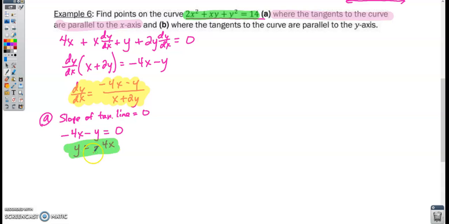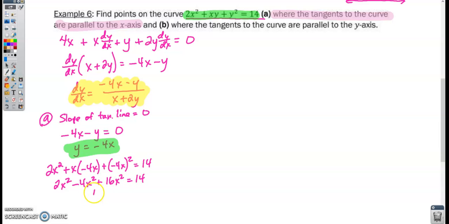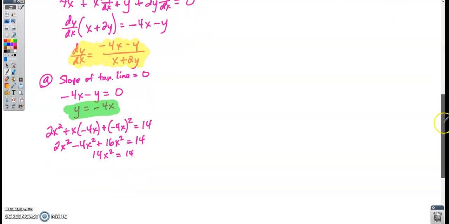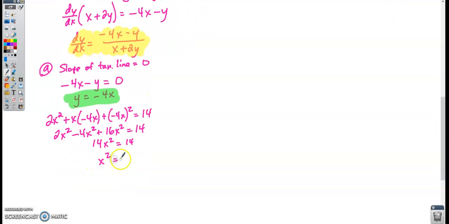In order to do that, I'm going to use substitution. I'm going to substitute negative 4x in here everywhere there's a y. So I've got 2x squared plus x times negative 4x plus negative 4x quantity squared is equal to 14. Simplifying all this, it gives me 2x squared minus 4x squared plus 16x squared equals 14. That gives me 14x squared equals 14. And so x squared is equal to 1. So x is equal to plus or minus 1.